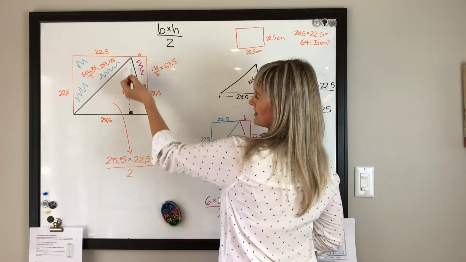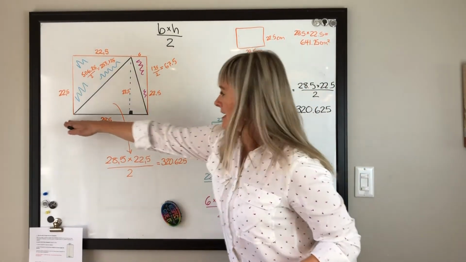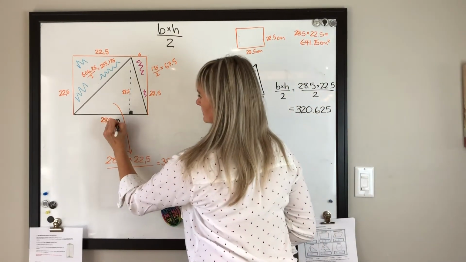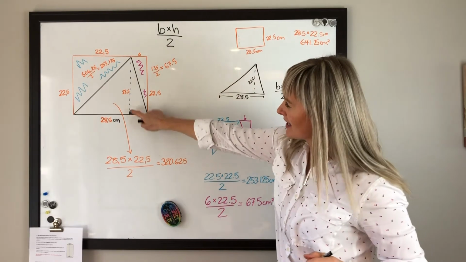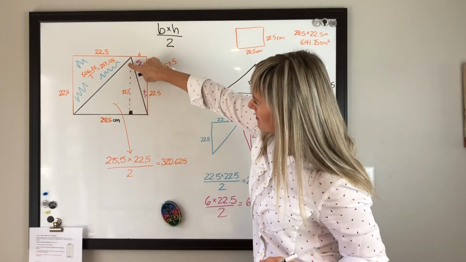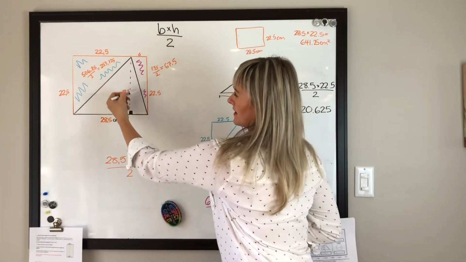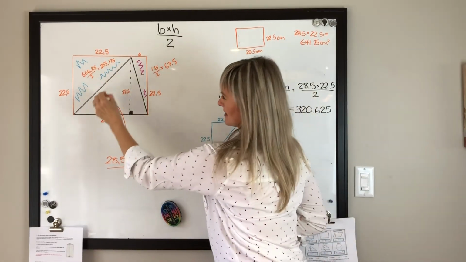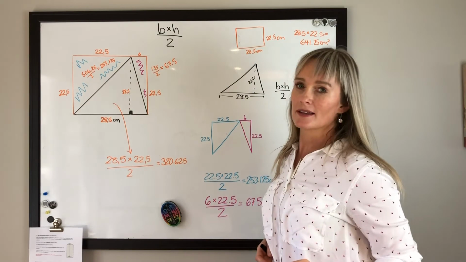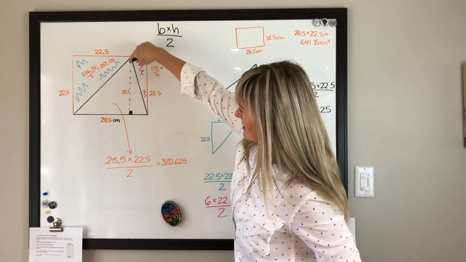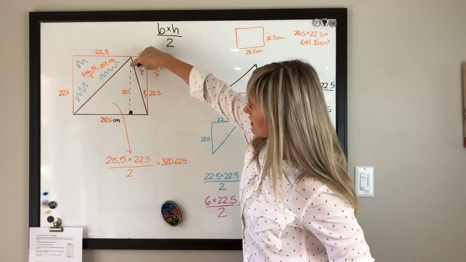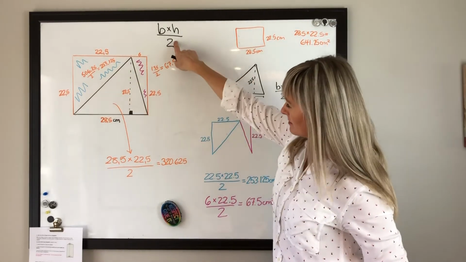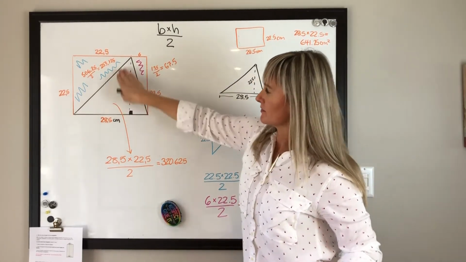So here's our height of this triangle. Our base measures 28.5 centimeters. Our height is 22.5 centimeters. This is not our height. This has a different measurement. This has a different measurement. They will not be the height. The height is only this. So this measurement right here times this divided by 2 will give us the surface area of the triangle.